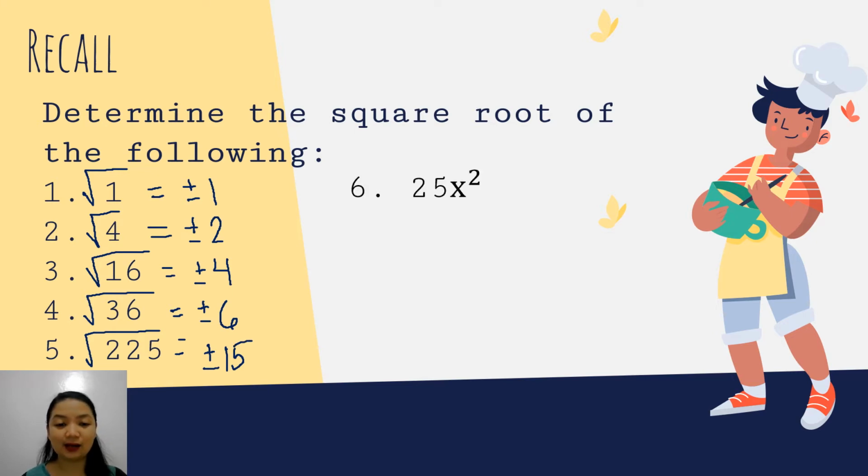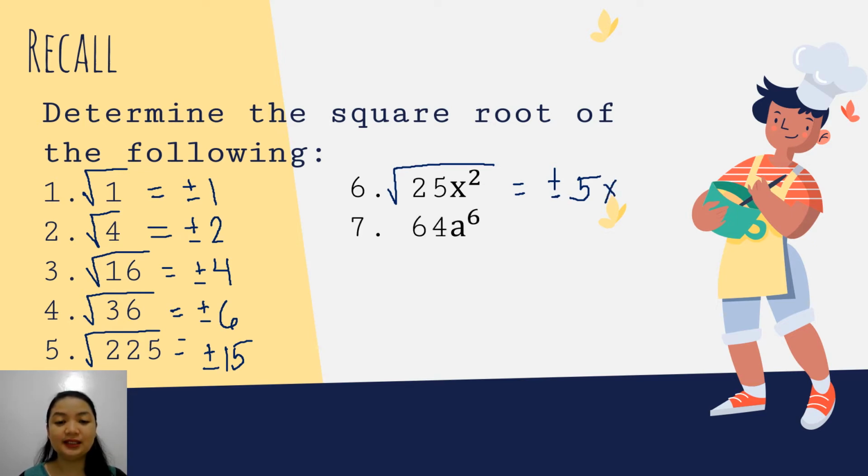Now let's add some variables. What is the square root of 25x squared? Yes, that is positive, negative, so we have that sign. And then we get the square root of 25, which is 5. And then for x squared, we divide the exponent by 2, which is x.